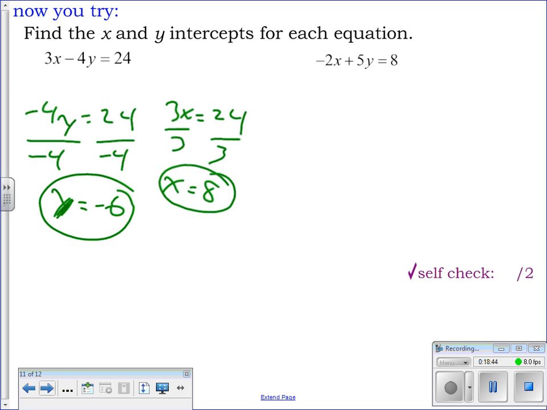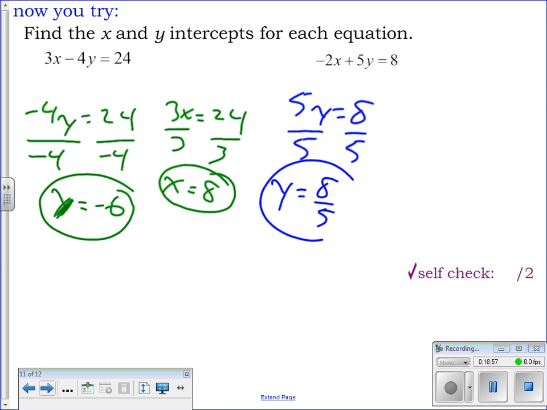Same thing on the next one. Let x equal 0. X is 0, the x's go away. I get 5y equals 8. Divide by 5, y equals 8/5. No problem, not a big deal. So it comes down to a fraction.